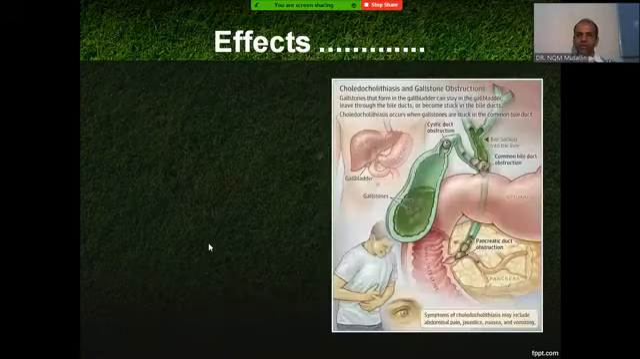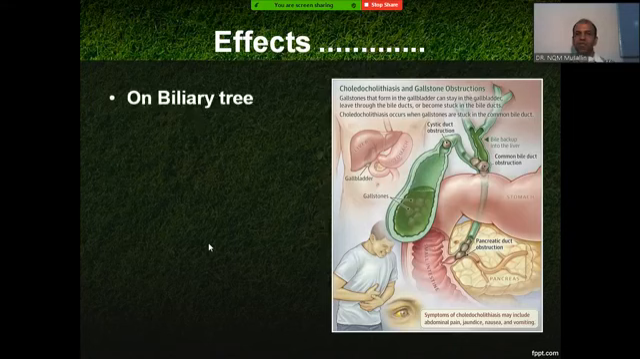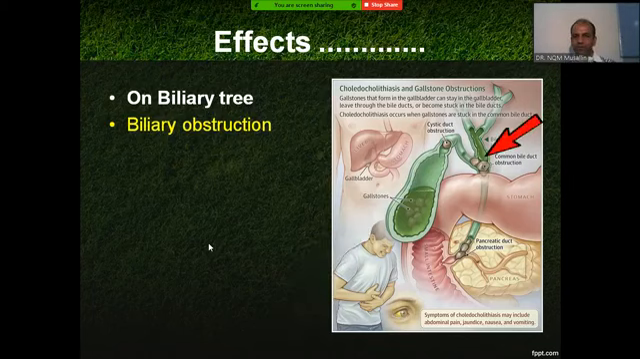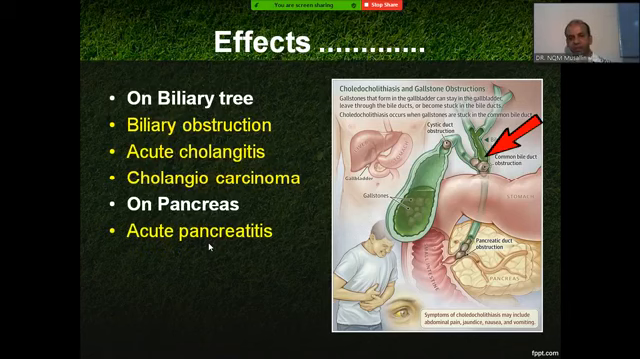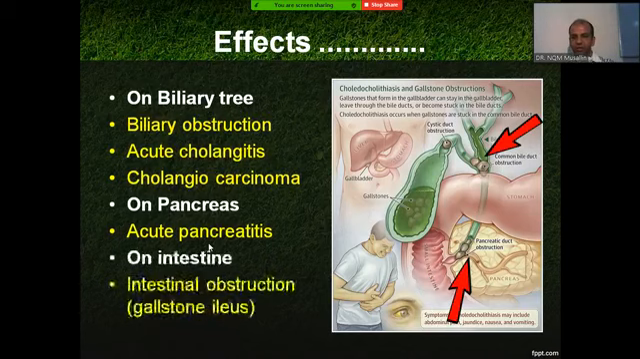And what are the effects of the stone within the biliary tree? You know, the stone may obstruct the biliary tree and lead to obstructive jaundice, and it may also lead to acute or chronic cholangitis. And finally, due to prolonged irritation, it may lead to cholangiocarcinoma. And on the pancreas, it may lead to acute pancreatitis and also chronic pancreatitis.